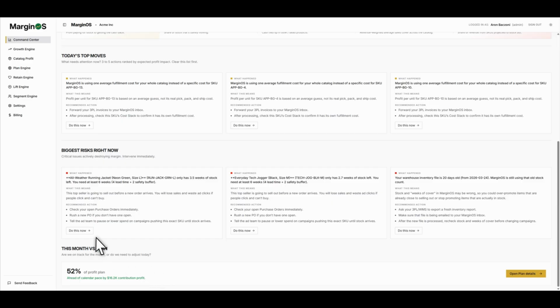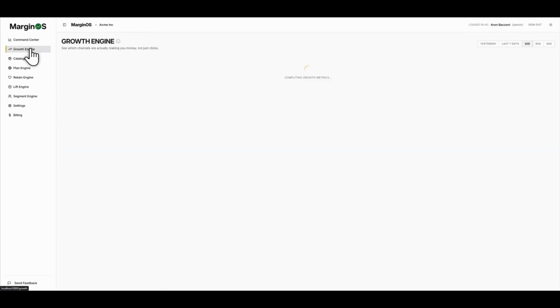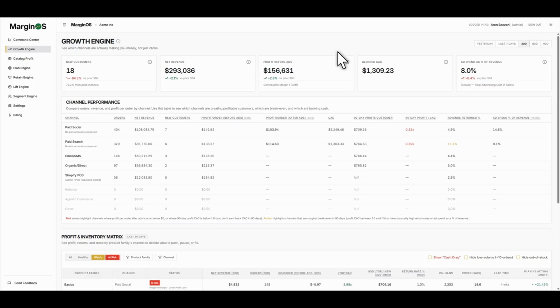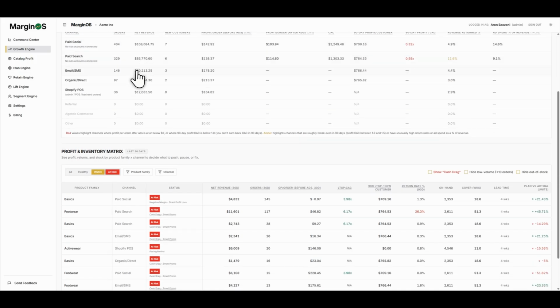Once you know the machine's health, the next question is, where is growth really coming from, and is it worth it? That's what the growth engine answers. At the top, the KPI strip gives you your growth pulse, new customers, net revenue, profit before ads, blended CAC, and ad spend as a percentage of revenue. This is for the founder and CMO to see, at a glance, are we growing in a way that leaves money after media?